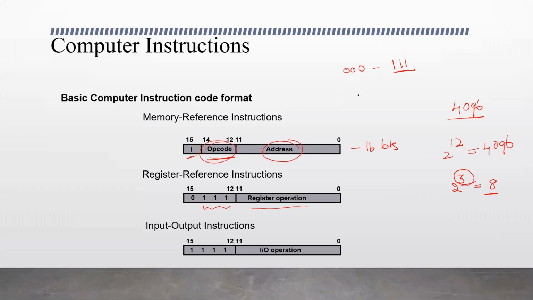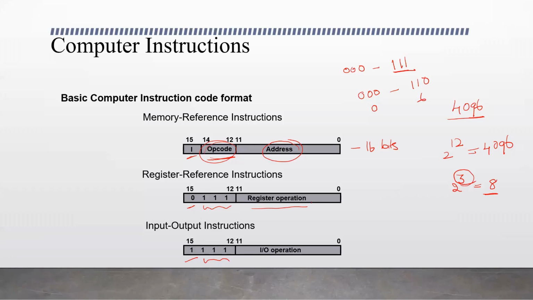So for memory reference instructions, we consider opcodes 000 to 110. That is 0 to 6, 7 operations. And when it is the 8th operation, when the opcode is 111, it will be either a register reference or input output instruction. Here we are talking about register reference instructions, right? Here the opcode will always be 111. And even for input-output instruction, it is 111. To differentiate this, we need to check the 15th bit. In register reference instruction, the 15th bit is 0, whereas for input-output instruction, the 15th bit is 1.